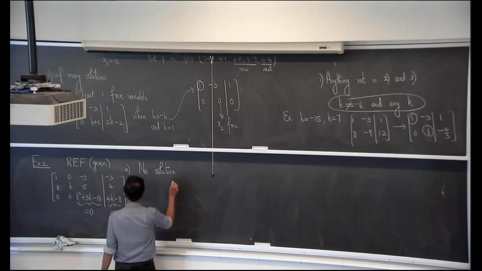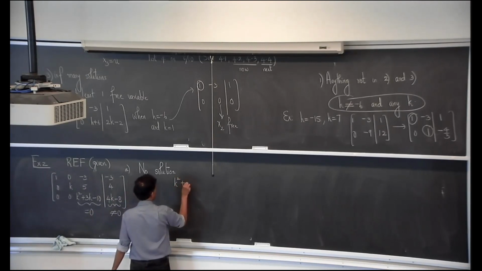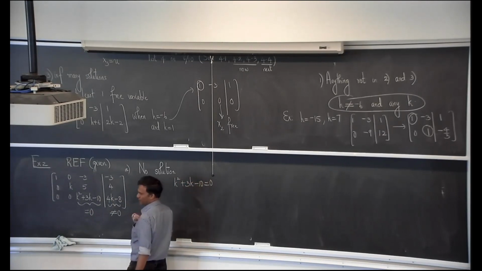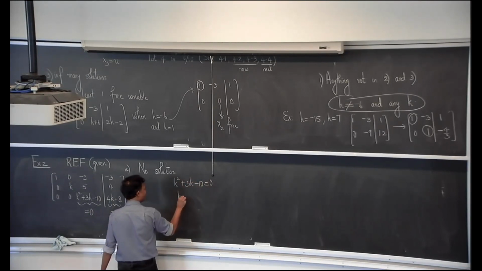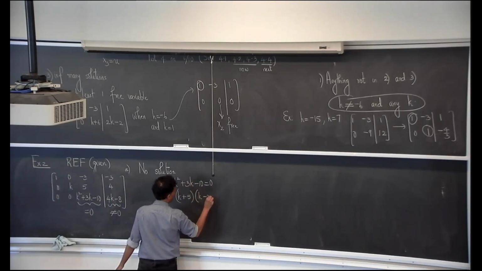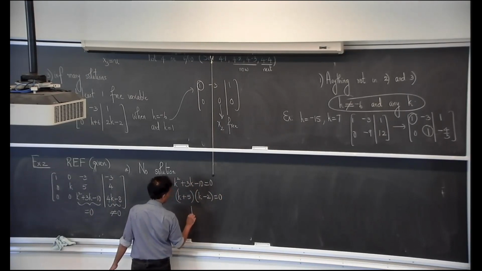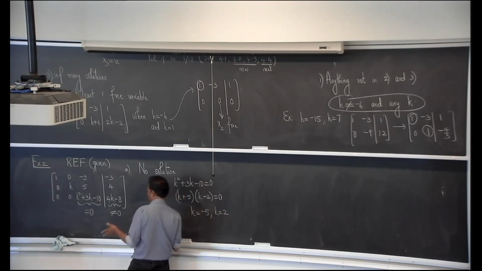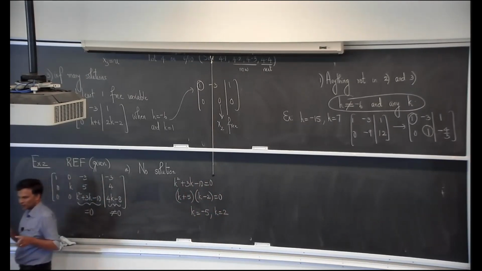Well, when is K square plus 3K minus 10 equal to 0? I'm not going to ask you the solution for this, right? K plus 5 times K minus 2 equal to 0, K equal to negative 5, K equal to 2. The question says find the only value for K. So why do we have 2 values?